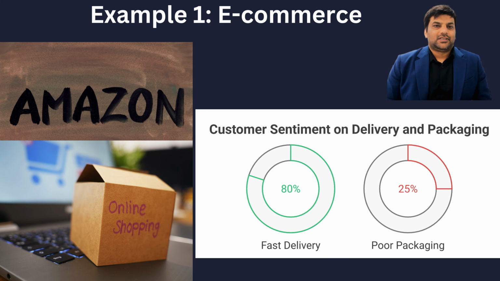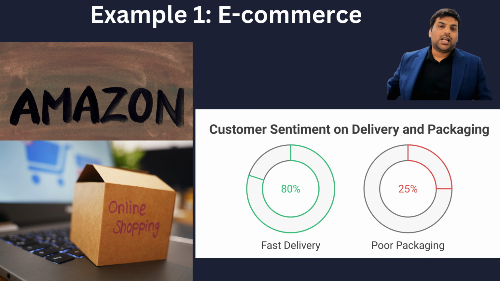Next, we see a couple of examples of sentiment analysis. We have one example from Amazon.com. Imagine you manage a product line on Amazon. Using sentiment analysis on customers' reviews, you discover that about 80 percent of reviews mention fast delivery in a positive tone. You can see the green color for positive tones. However, about 25 percent also mention poor packaging in a negative tone.